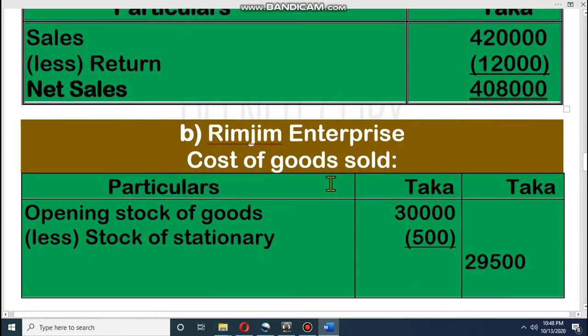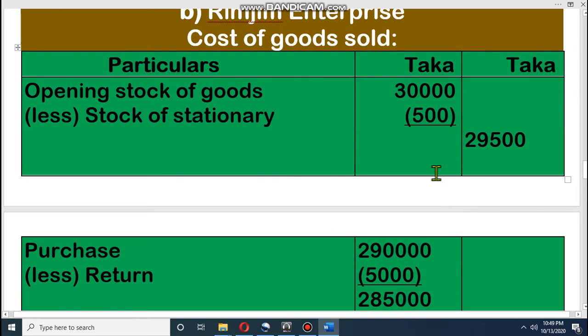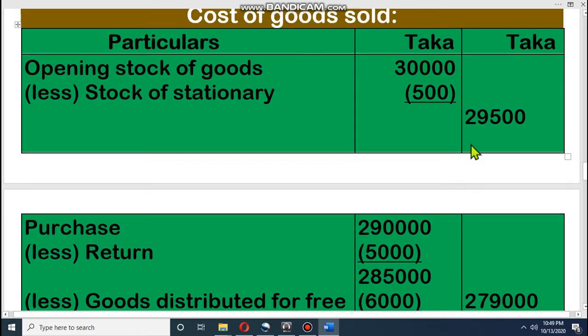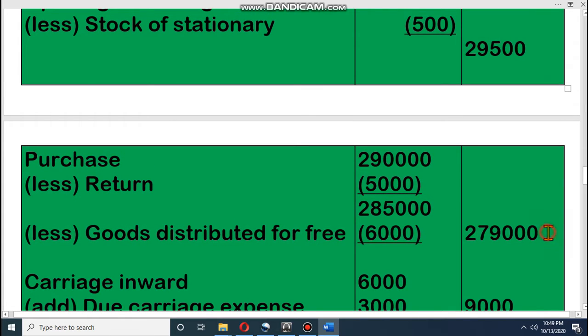Let's see the math. Dear student, first you have to write opening stock, and in the adjustment we have seen that stock of stationery is included in opening stock, so we have to subtract 500. Then 29,500 is our opening stock. Then purchase is 2,90,000, return 5,000 minus, it is 2,85,000. Then goods distributed free of cost 6,000, that is also minus. So net amount of purchase is 2,79,000.